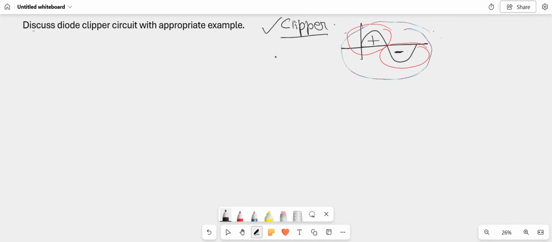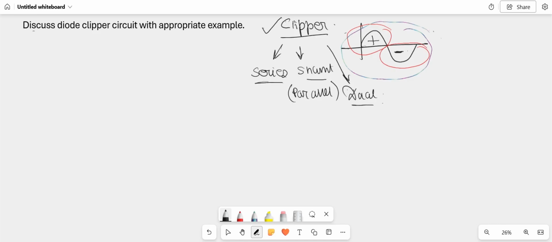Okay. And now these clippers are of three types: series clipper, shunt clipper, which is also known as parallel clipper, and dual clipper. So these are the three types of clipper circuit. At first we will start with the series positive clipper.